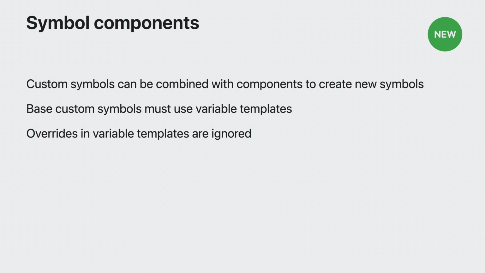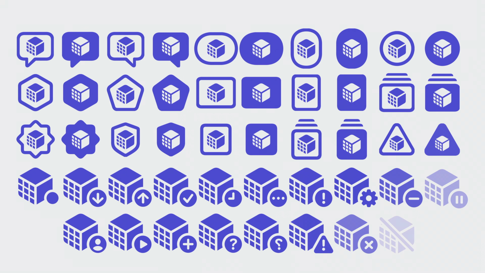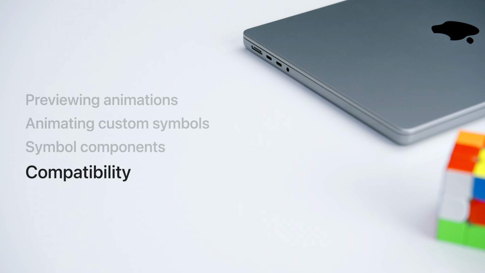And finally, note that you won't be able to export an editable template from a symbol that was created using components. Symbol components are designed to take care of the drawing for you once you've made your adjustments, so you shouldn't need to manually edit them. There are more than 40 components included in the SF Symbols app this year. Before we wrap up, there's one more important area to consider.